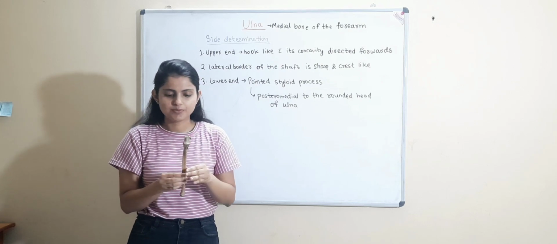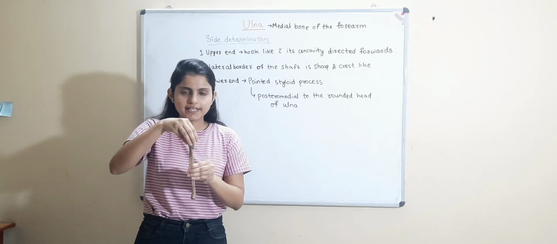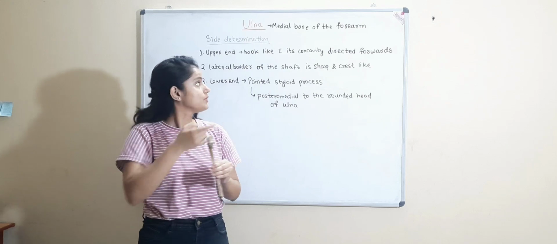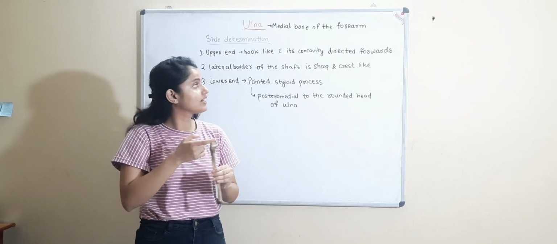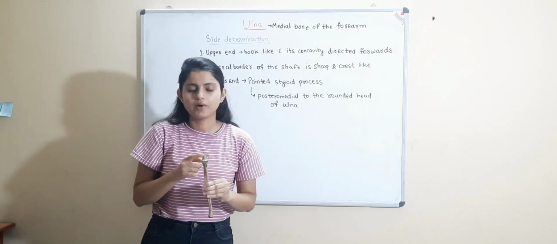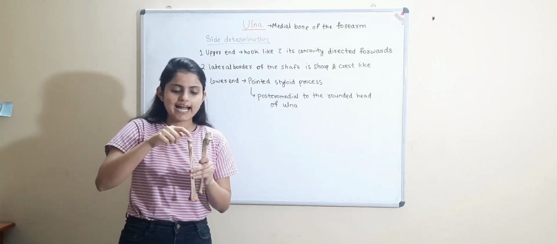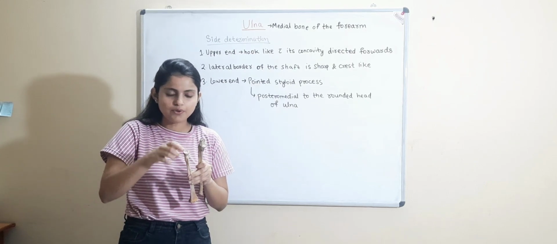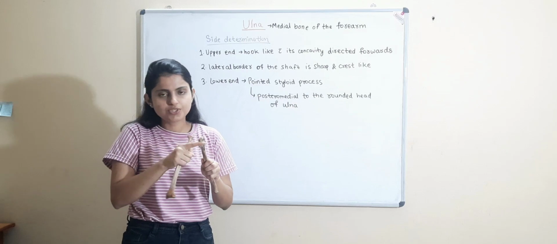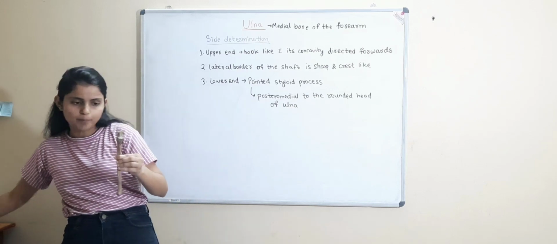And for side determination, we need to see this upper end, which looks like a hook with its concavity directed forwards, while in the radius the upper end is rounded, as R for radius and R for round, while in the ulna it looks U-shaped, hook-like. So this is the upper end.